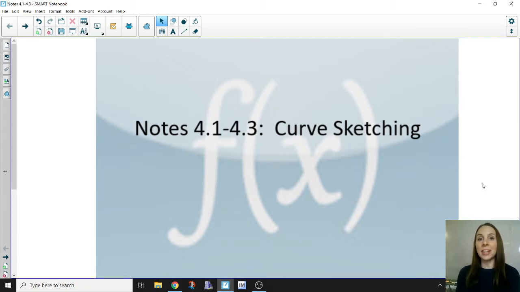In this first section of Chapter 4, well, it's more of a group of sections that I put together, we are going to talk about what is known as curve sketching.